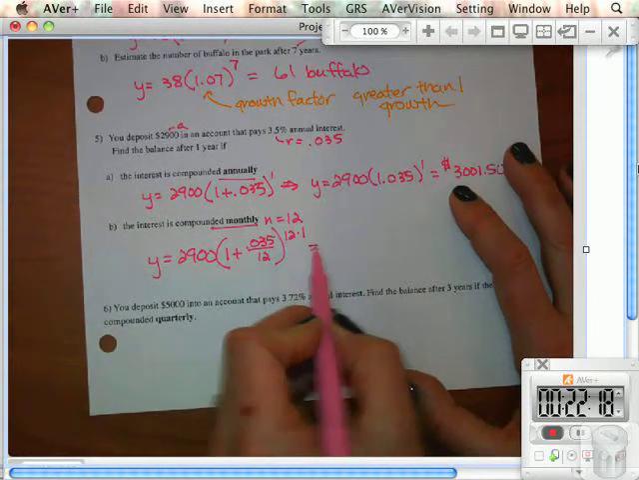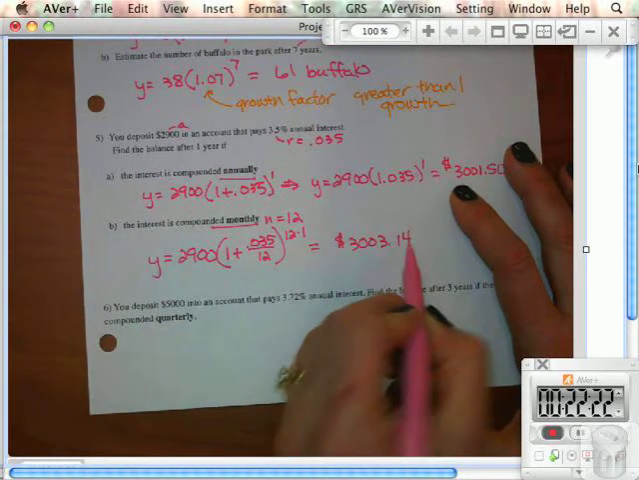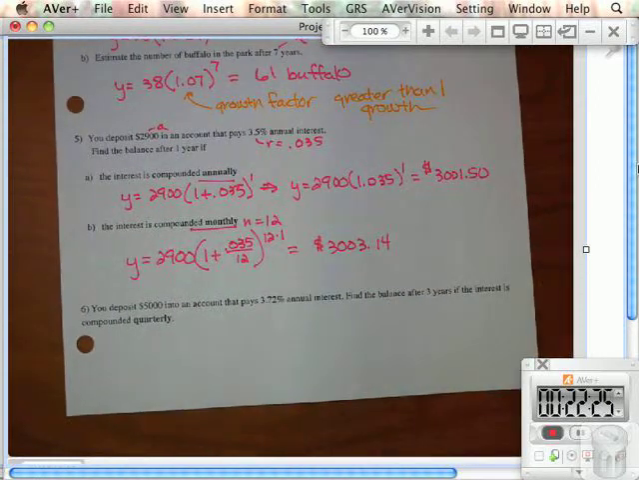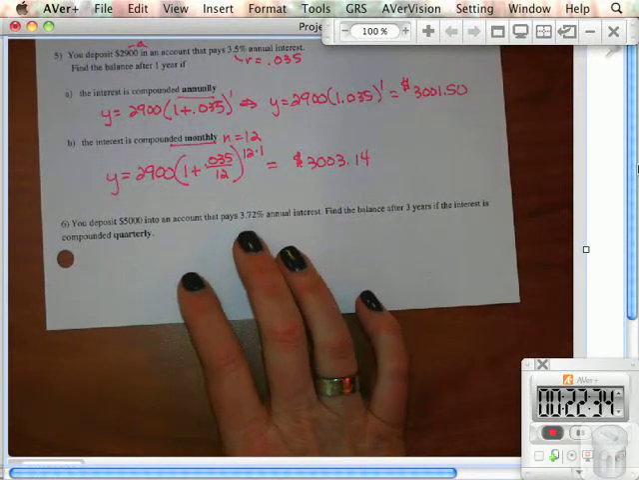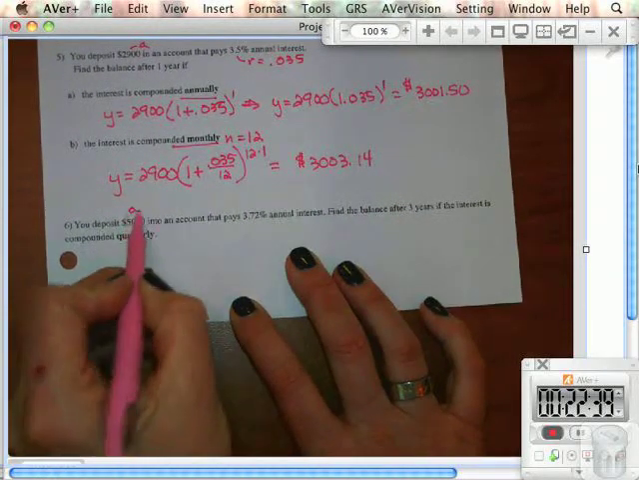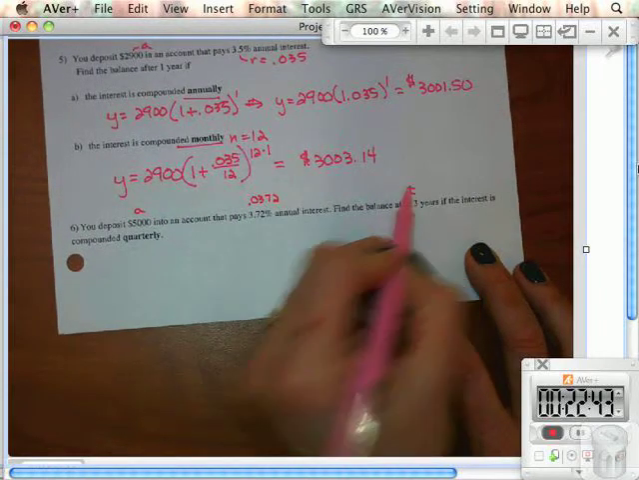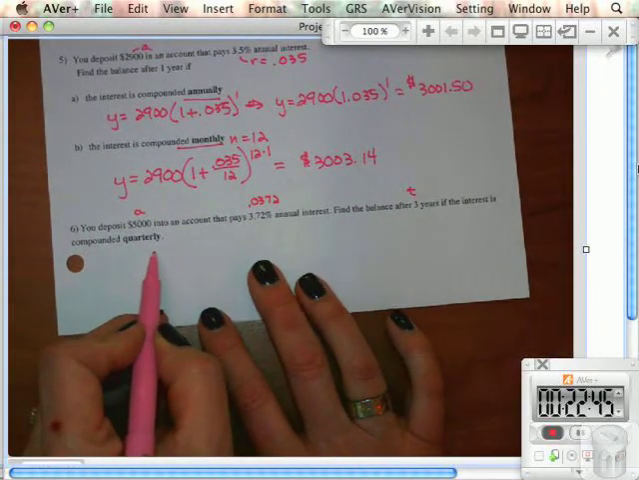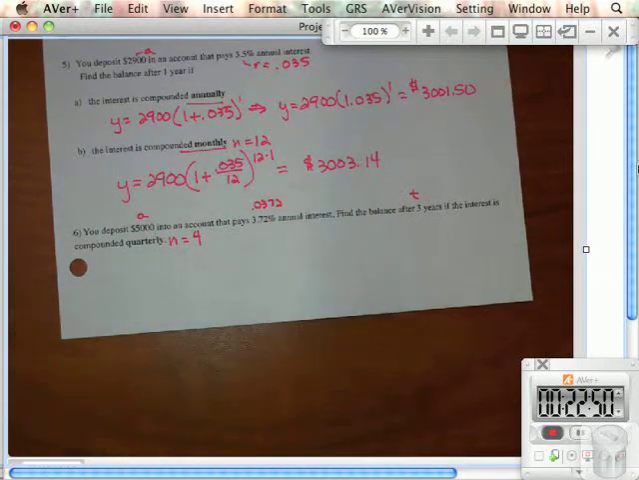That equals 3,314. Are you making that much more money compounded monthly? Not really, right? Just a little bit more, not much. All right, I want you to try this one. You deposit 5,000 and that pays this. Find the balance after 3 years. So this is your A, this is your interest, this is your T, compounded quarterly. That tells me my N is what? 4. N is 4. Okay, so try and find out how much money you'll have.